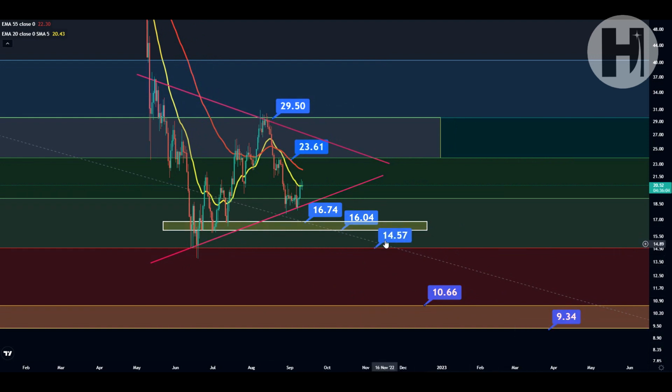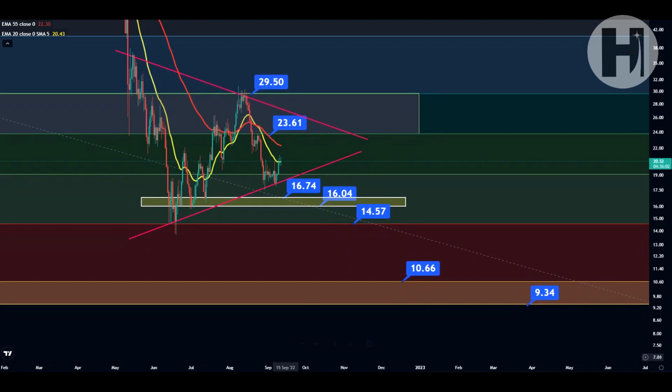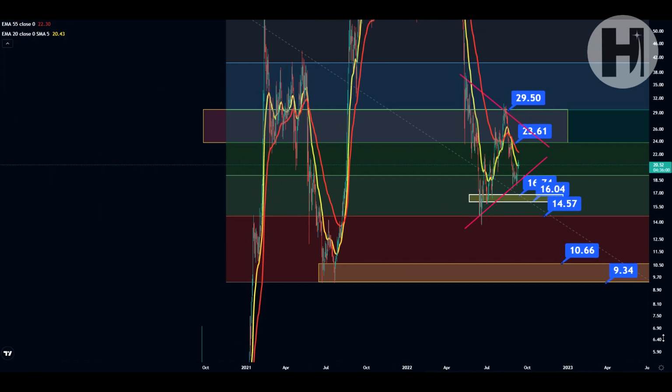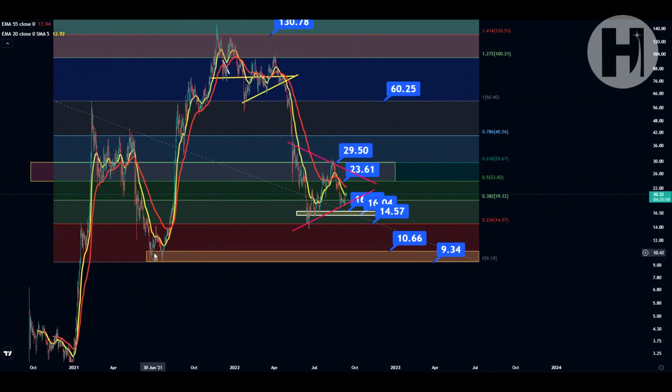Then you have the 0.236 at $14.50, and below that you have the buy zone that I have from last year's pullback in July and June, and as you can see, it's anywhere from $10.66 all the way to $9.40. So this is the zone that we retested before eventually going parabolic into November. So yeah, this is regarding the daily chart.